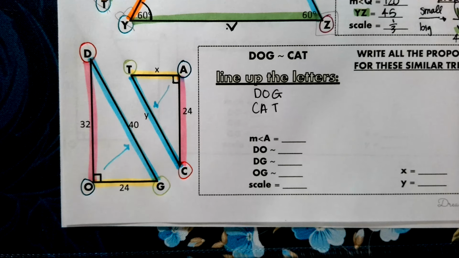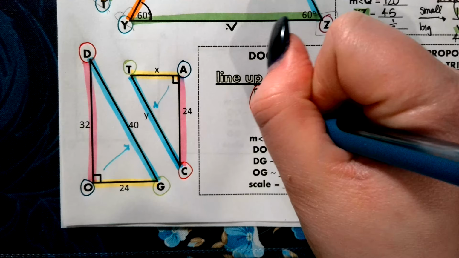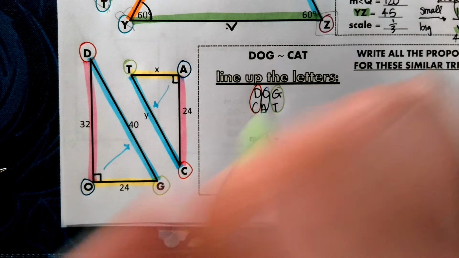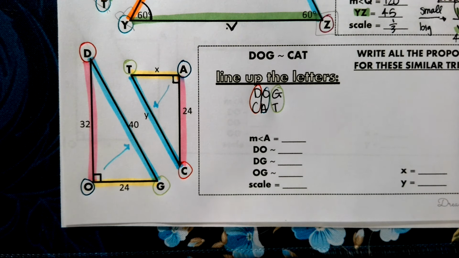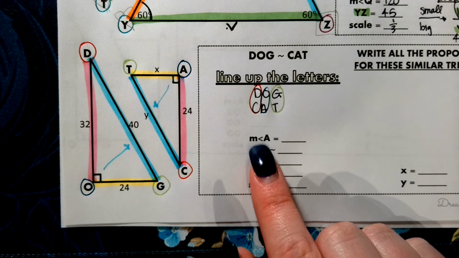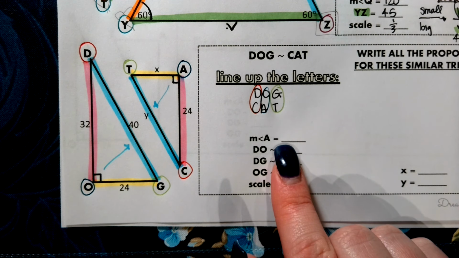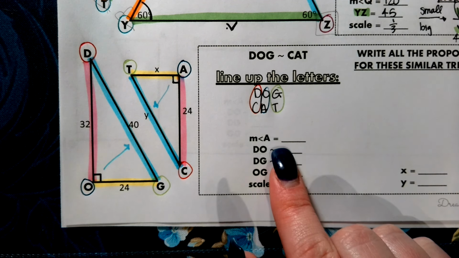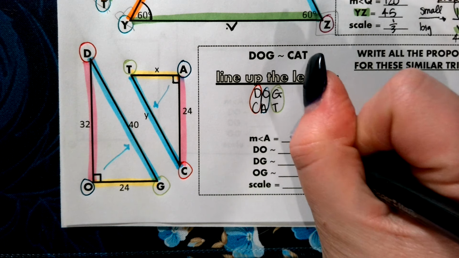So now we need to go through and see. Try this one on your own. What would be the measure of angle A? 90 degrees. It corresponds with O. They correspond, so that means they're the same measurement. That little box means that it is a 90-degree angle. 90-degree angle because it has that little box.